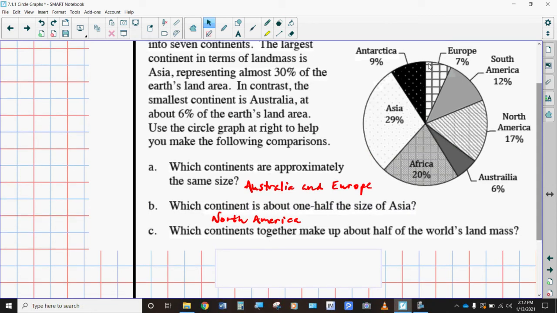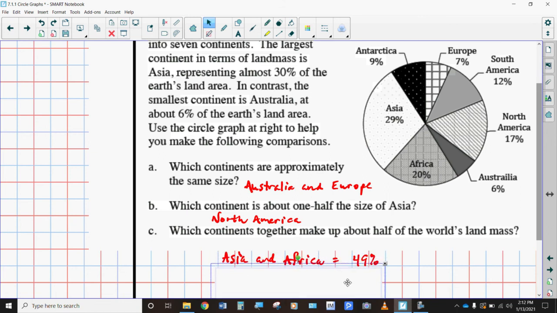And then which continents together make up about half the world's landmass? So if we're going to draw our lines down, it looks like that would be a line that's almost cutting this circle graph in half. Asia is 29%, Africa is 20%. When you add those together, that's 49%, and that's almost half.